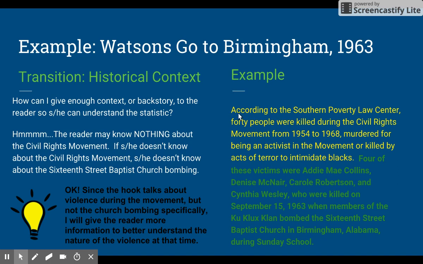So I'm referring to giving context to these 40 people that were killed. 4 of these victims were Addie Mae Collins, Denise McNair, Carol Robertson, and Cynthia Wesley, who were killed on September 15, 1963, when members of the Ku Klux Klan bombed the 16th Street Baptist Church in Birmingham, Alabama during Sunday school.